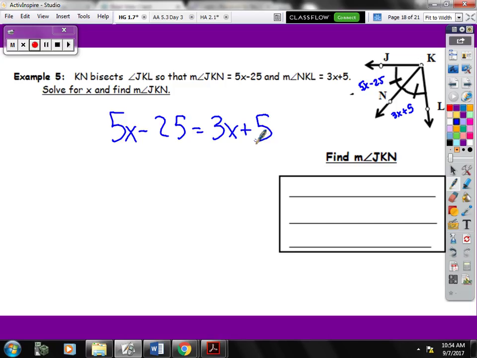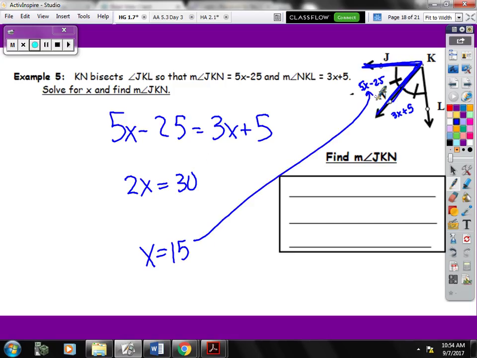Okay, so for this example 3, we should have set them equal. And what did we get when we solved for x? Parker? 45. Close. 15. We should get 2x equals 30. Subtracting 3x, adding 25, and then divide, we get 15. Now we have to find the measure of angle JKN, which is just the small one this time. So we take that 15 and we plug it back in, and we should get 75 minus 25 gets me 50. So again, to get that, all we did was plugging in.